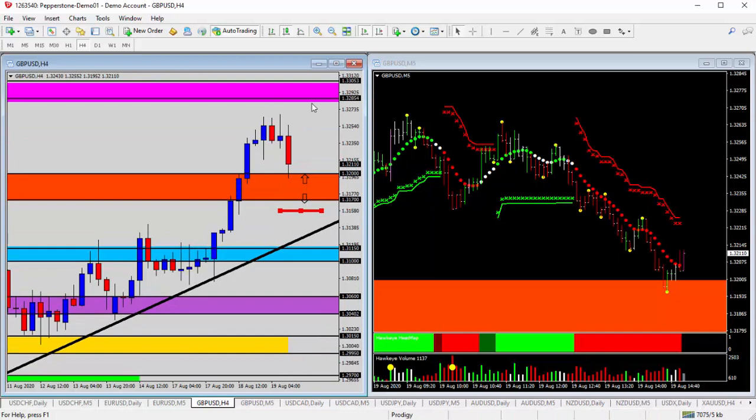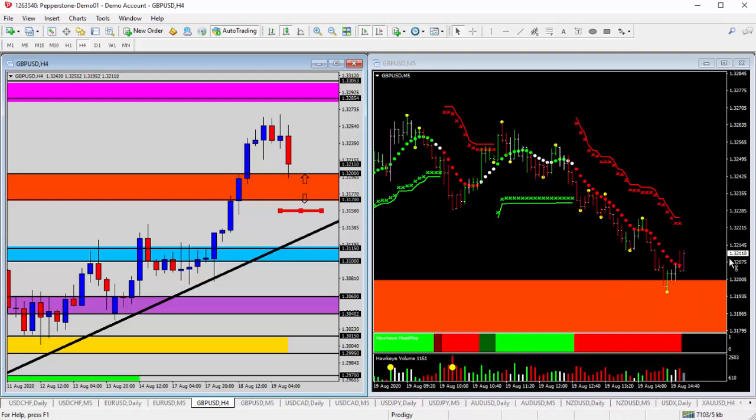Pushing back higher into 1.3285 or so will be your next target. Maybe also look at 1.3250, 1.3255 as an initial short-term target as well, which would be the top of these candles. On the right-hand side is our volume indicator, the Hawkeye volume indicator.